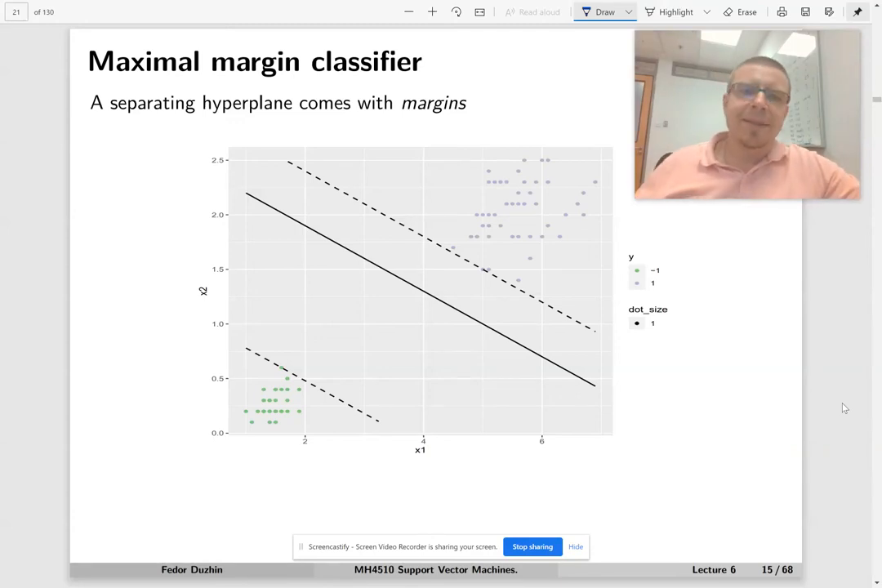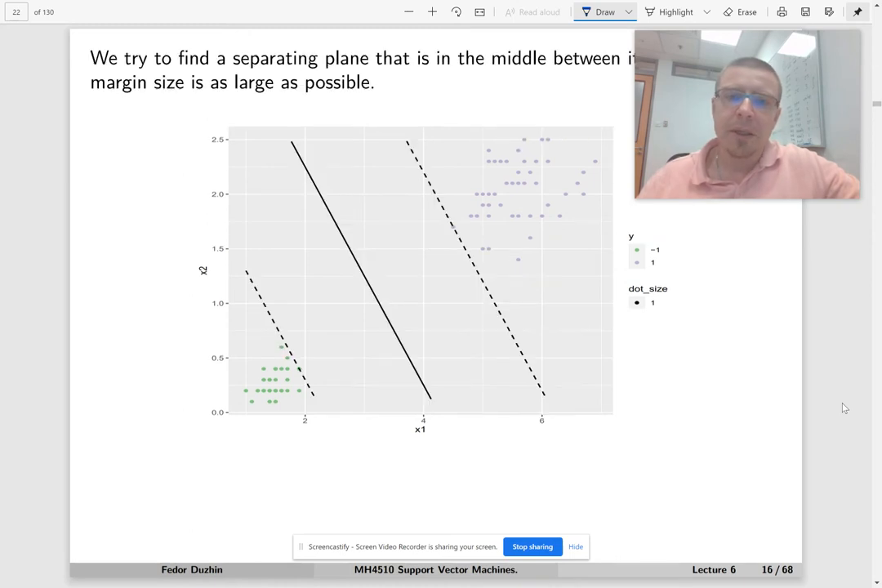All right, so the next thing is to understand that a separating hyperplane comes with margin, right? So if we have some separating hyperplane, then we can move it to one side, move it to the other side, and the most extreme positions where our hyperplane is still separating define these margins. We can move it parallel to itself within the margins so that it still remains separating.